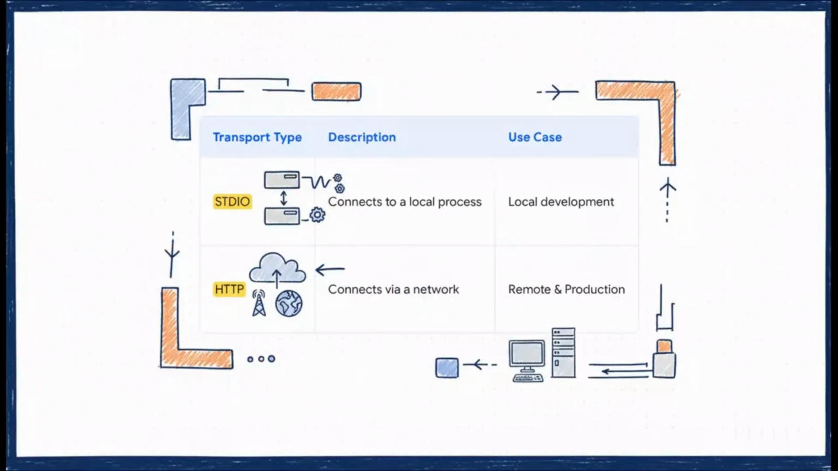What's really cool is how flexible MCP is with connections. You can use something called stdio, which basically lets your tool run as a local process right there on your machine. That's perfect for development, when you want maximum privacy and speed. Or you can use HTTP, the very same protocol that powers the entire web, to put that tool in the cloud, making it accessible from literally anywhere.